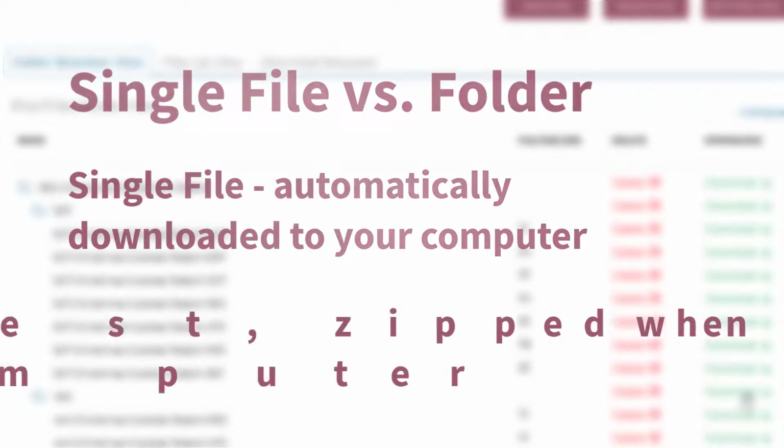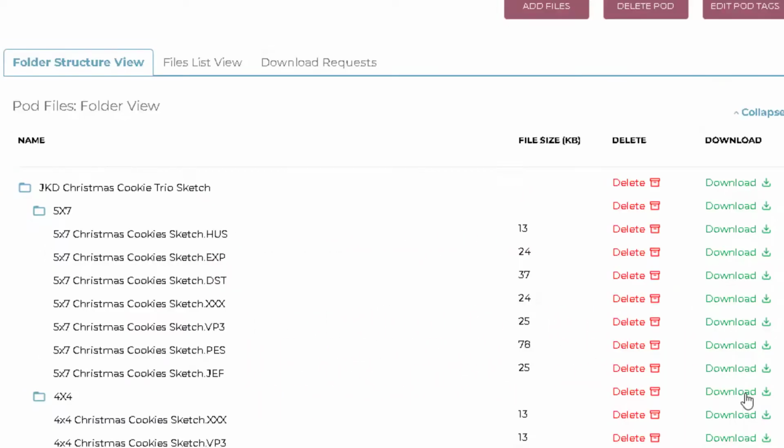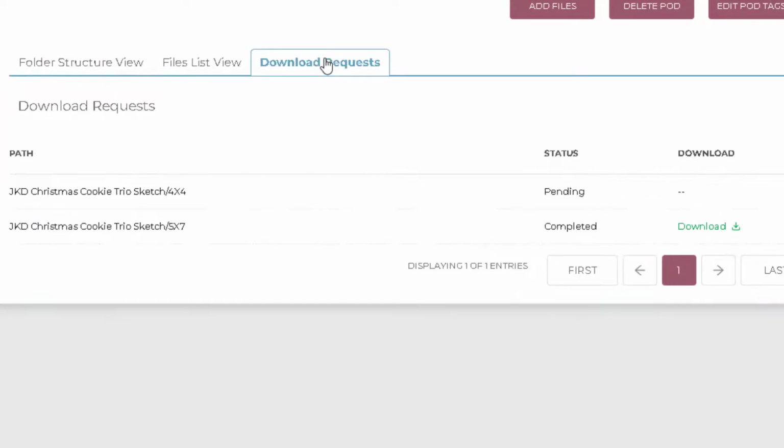When you download a folder, this can take time depending on the size of files within the folder, and the folder will be zipped. That is why we have a Download Requests tab. Click Download next to a folder and there will be a pending status in the Download Requests tab. Once the download is finished, the status will change to complete and a download button will be available.